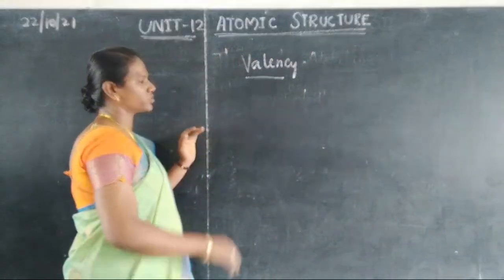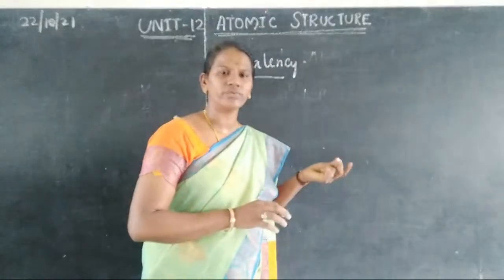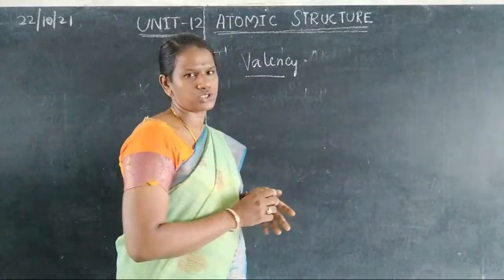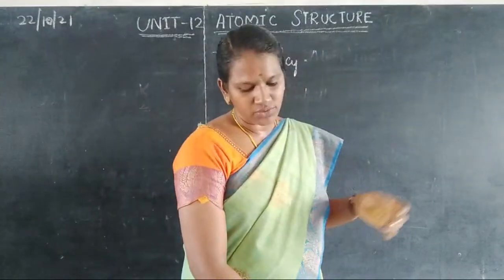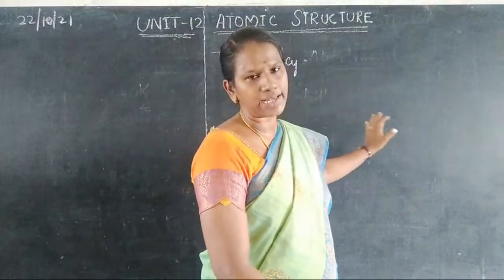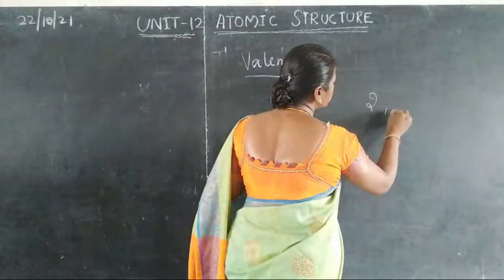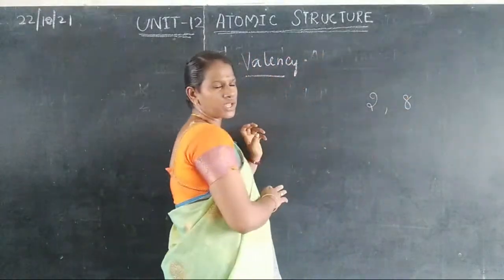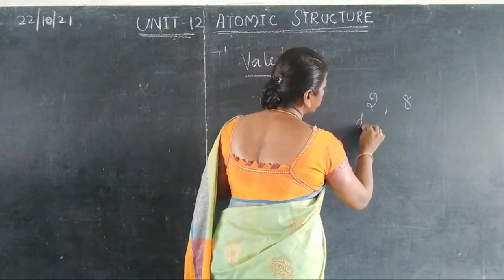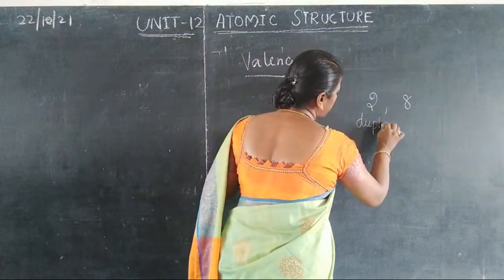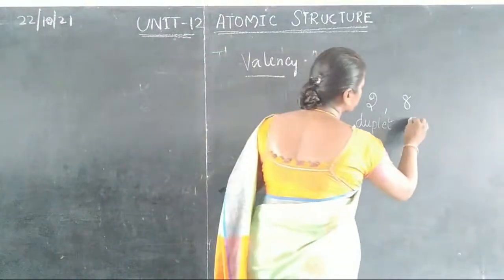All the atoms tend to get the 8 electron configuration in their outermost shell. Atoms of all the elements will tend to have a stable electronic configuration. The stable electronic configurations are 2 and 8, known as duplet and octet. That means the atoms try to attain the duplet state and the octet state.